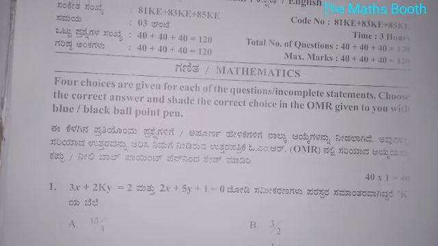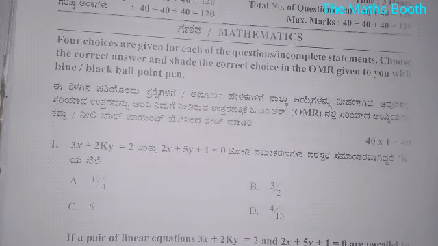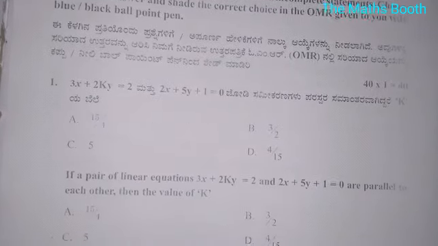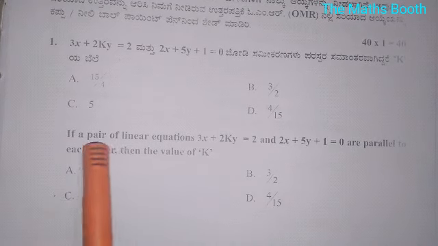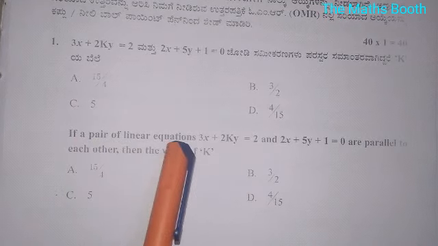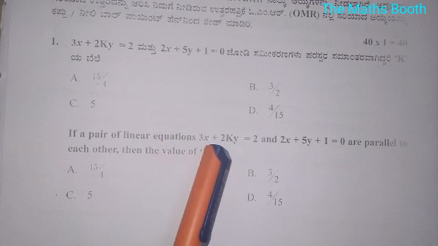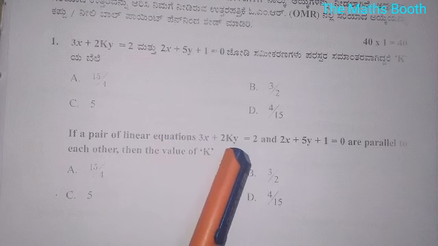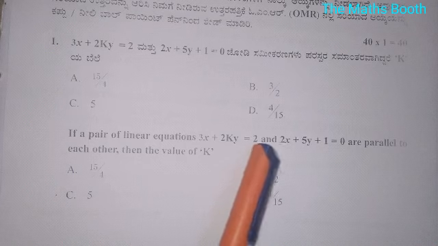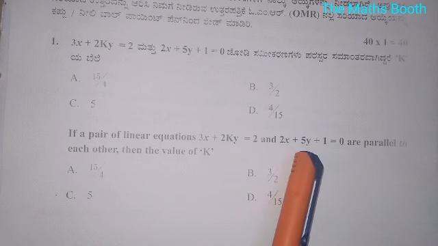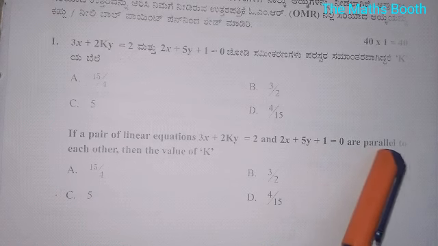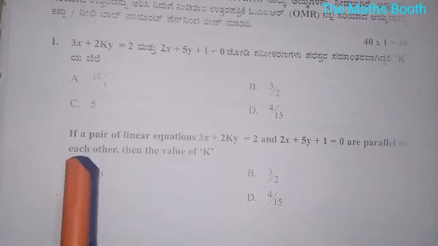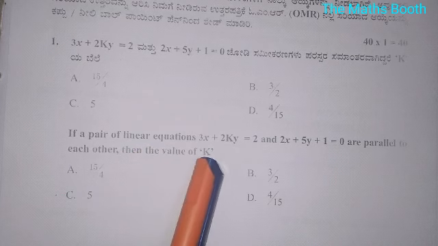Here the first question is in Kannada medium as well as English medium. So I'm going to prefer English medium here. The first question is, if a pair of linear equations 3x plus 2ky is equal to 2 and 2x plus 5y plus 1 is equal to 0 are parallel to each other, then the value of k is.